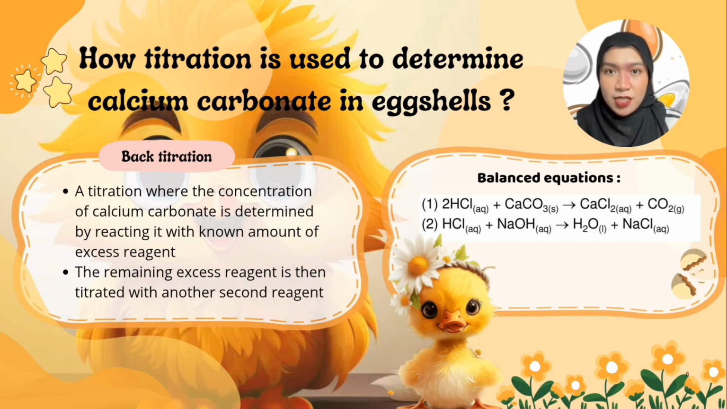By using back titration, a titration where the concentration of calcium carbonate is determined by reacting it with a known amount of excess reagent. The remaining excess reagent is then titrated with another second reagent. There are two equations for back titration. The first one is 2 moles of HCl react with CaCO3 producing CaCl2 and CO2. The second one is HCl reacting with NaOH producing H2O and NaCl.